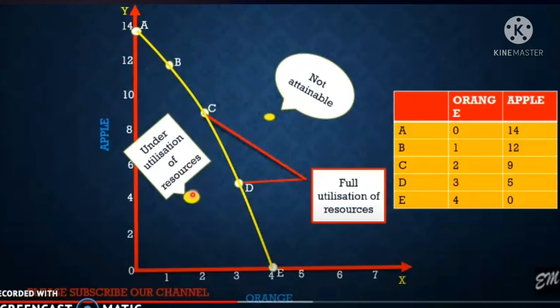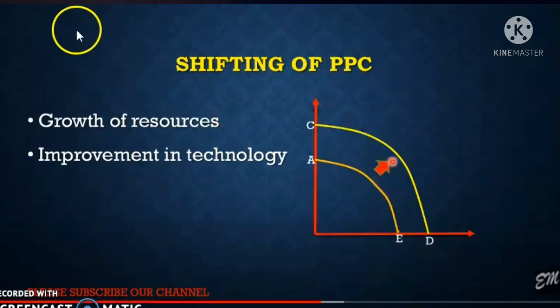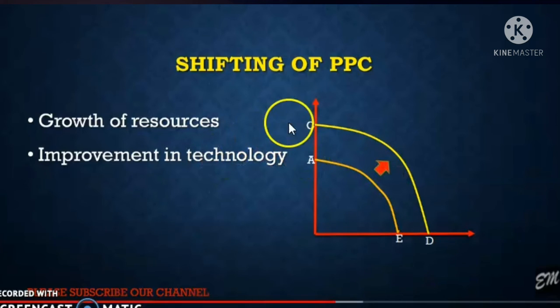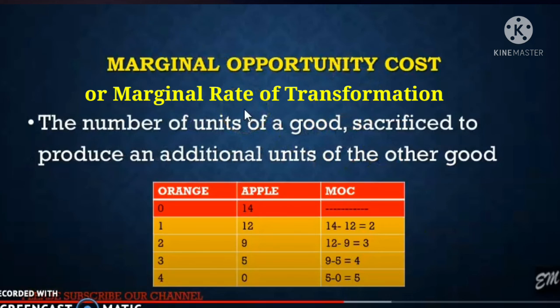Hope you understood. I told you that if technology is increasing, then the curve will shift rightward. So you can say that the AE curve shifts to CD. It is due to two factors: growth of resources and improvement in technology. If we get improved technology or our resources have improved, only then can we attain this much growth. So this just shows the shift of the PPC.